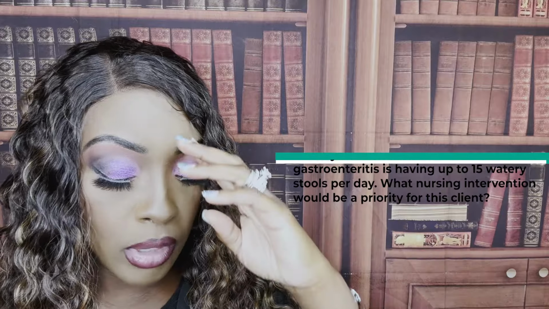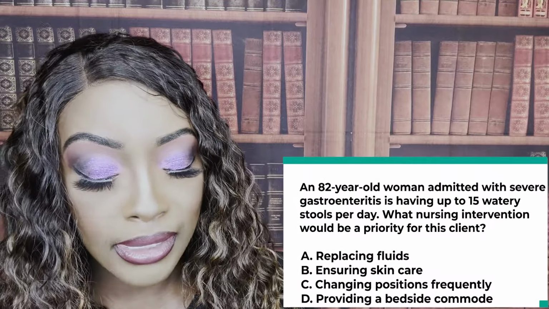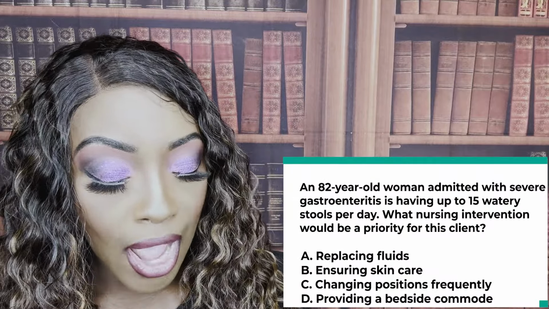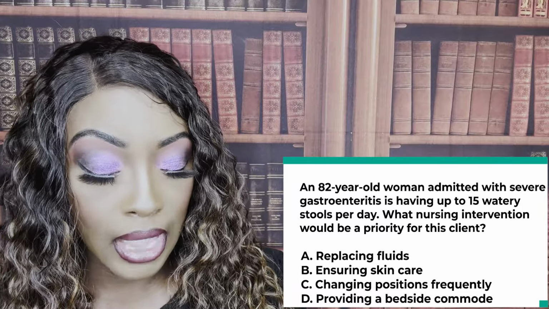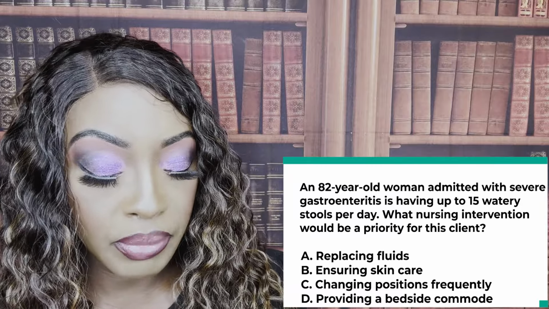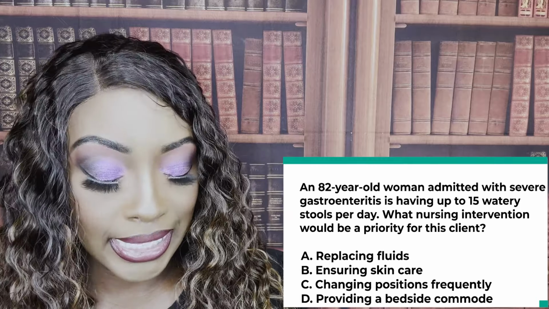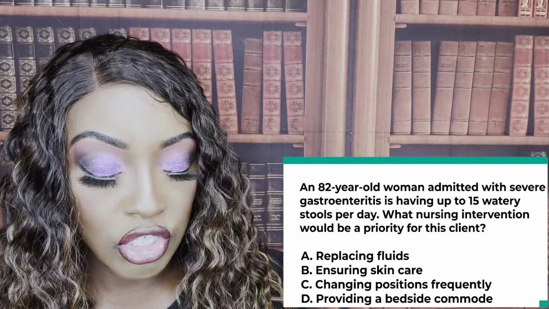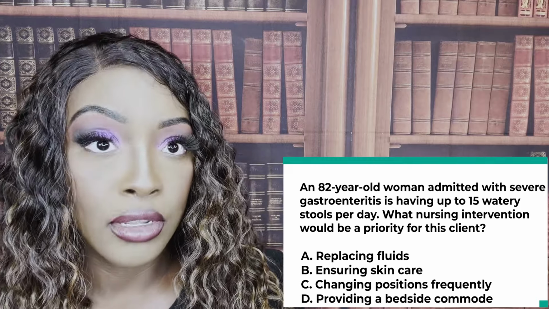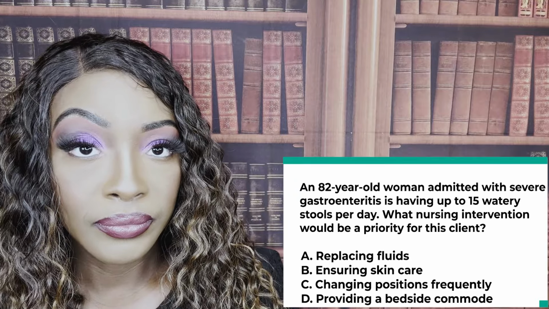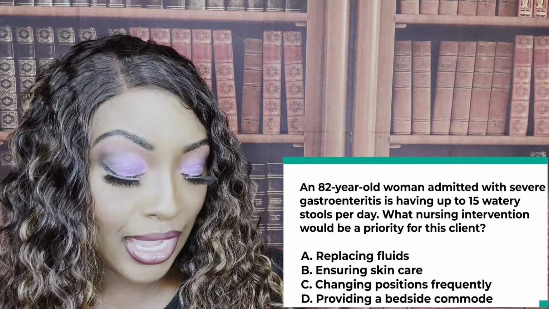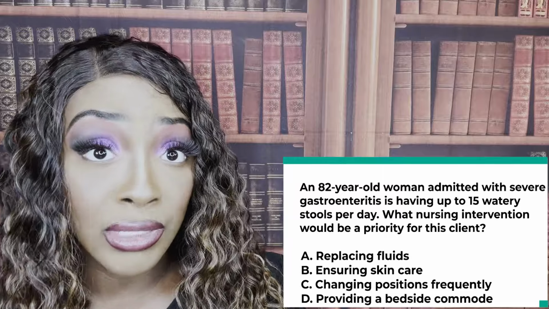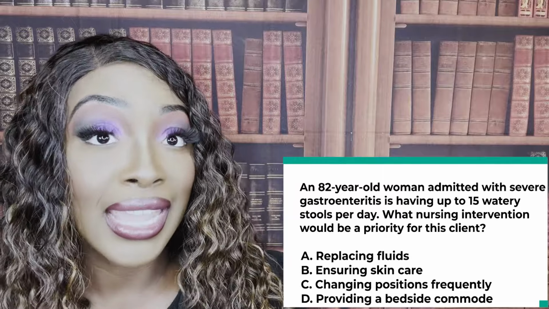An 82-year-old woman admitted with severe gastroenteritis is having up to 15 watery stools per day. What nursing intervention would be a priority for this client? A, replacing fluids. B, ensuring skin care. C, changing positions frequently. D, providing a bedside commode. And I know you guys all got this answer correct. It's A, replacing fluids.